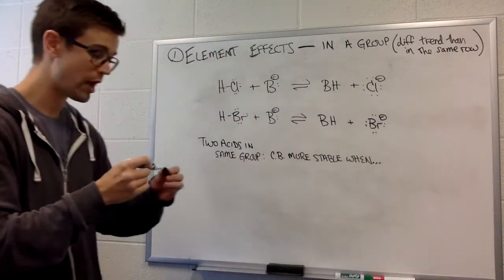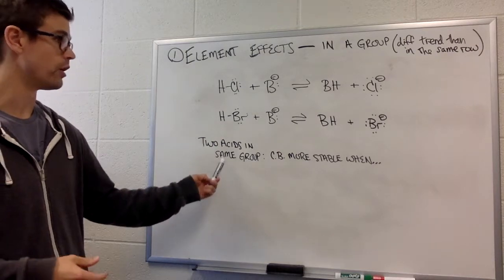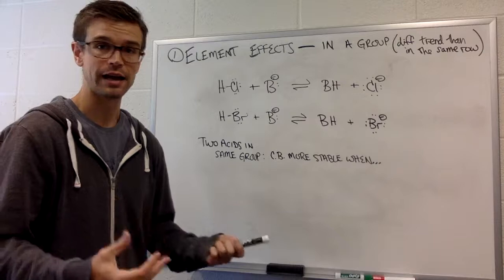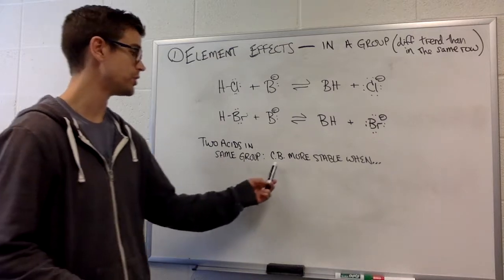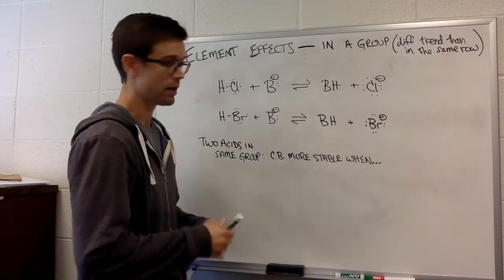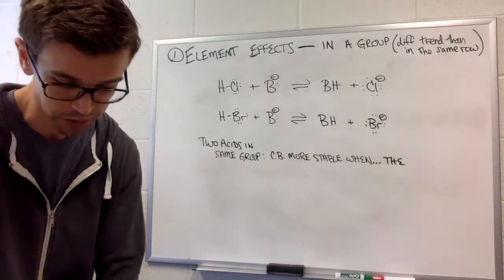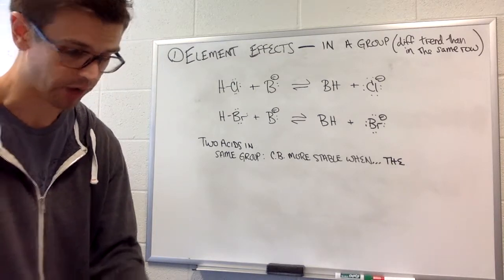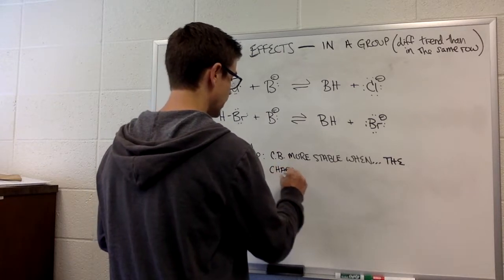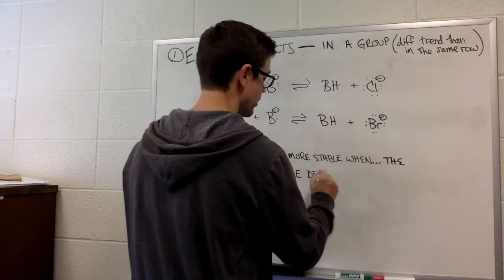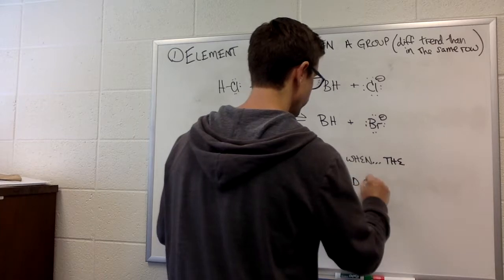So this is going to be a different trend than in the period versus the group, but two acids in the same group. What do we have to do? We have to look at the conjugate bases. As always, the conjugate bases are Cl- and Br-. And it turns out that in groups, the conjugate base is more stable when the charge is distributed over a larger area. So when the charge is delocalized, another word for distributed, delocalized, over a larger area.